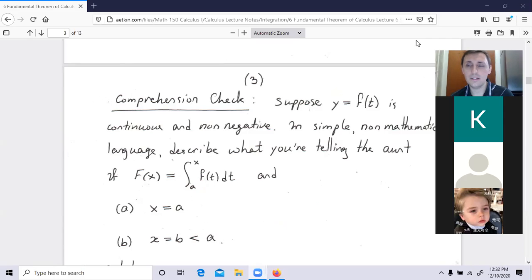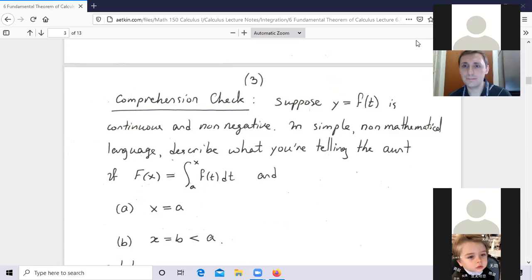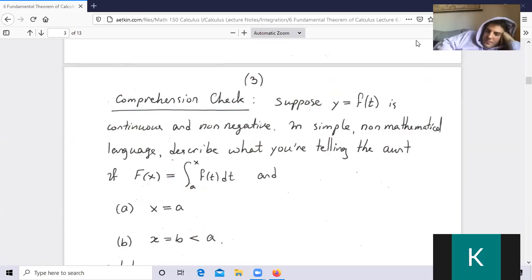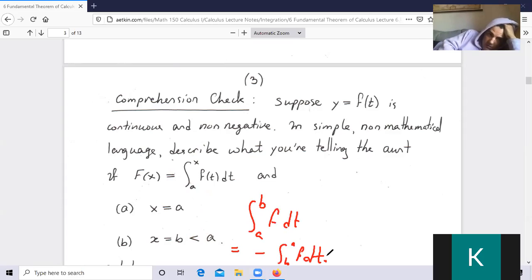Good. Exactly. So what it means, look at it. If b is less than a, guys, then what do I have? I have minus the integral from b to a of f dt. It means you're telling Aunt Jemima to stick fingers in your mouth and make you vomit. You're bulimic. My God, you need help. Yes. Do you understand?